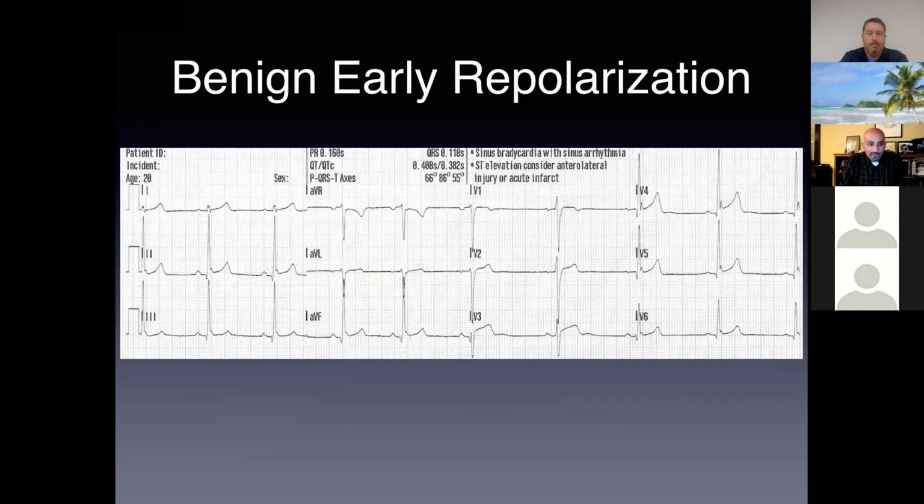This is benign early repol. We mentioned it briefly. It happens to be common in young men. And one of the clues here is that you get a little bit of a notching of the J point, like right here, we get this little notch at the end of the QRS that goes into this ST segment that's elevated. And these patients are usually there for something else. Somebody happens to get an EKG on them and the computer reads it as a STEMI and everyone freaks out, and it's just benign early repol.